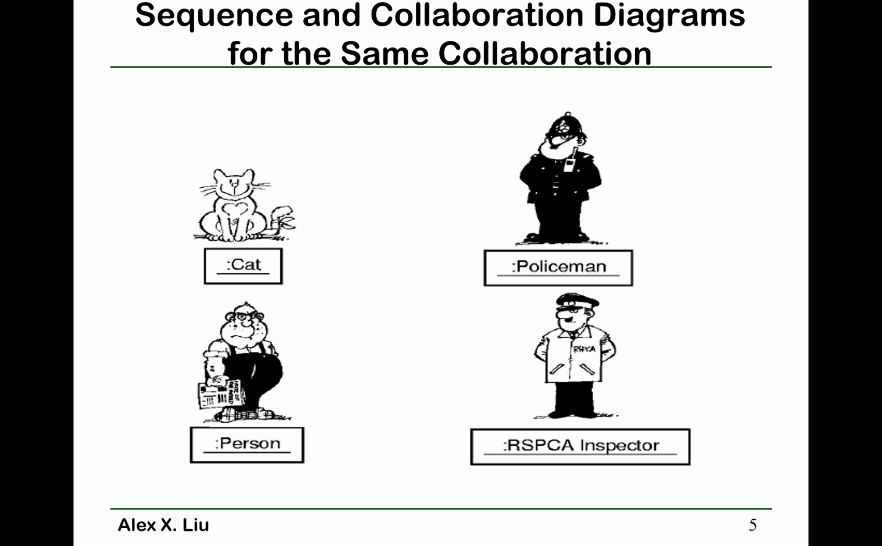Now let's take a look at the sequence diagram and collaboration diagram for the same collaboration. So here, in this interesting example, we have a cat object, and we have a policeman. And remember, this is the cat class. For a class you can have a colon and a name, and for an object you can have a colon without a name, right? So we have a cat object, we have a policeman, and we have an inspector, and we have a person.